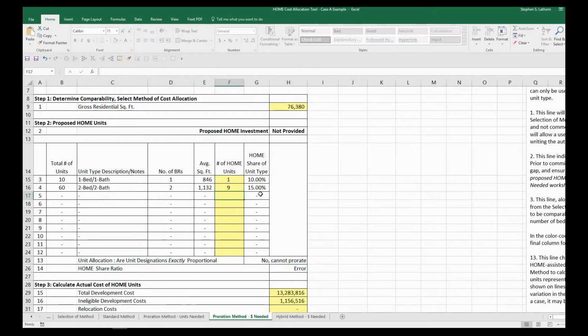What about 1 and 9? No, that's 10% and 15%. What about 3 and 7? No, I'm even further out of whack at 30% and 11%. So what we conclude is that there's no way, from a mathematical standpoint, to designate these units in exactly the same proportion across the unit types. So I can't use the proration method. But let's see if we can use the hybrid method.